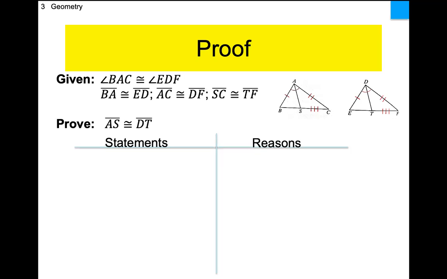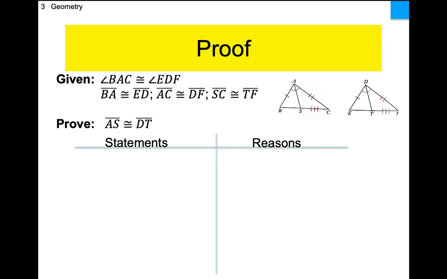How do we show that 2 parts are congruent? Step 1. Show that the 2 parts are parts of a triangle. Step 2. Show me that the 2 triangles are congruent. Step 3. And you're done. Okay? So I need to show that AS is congruent to DT.